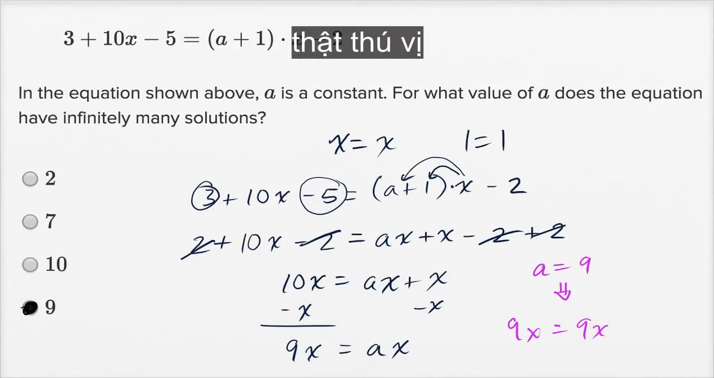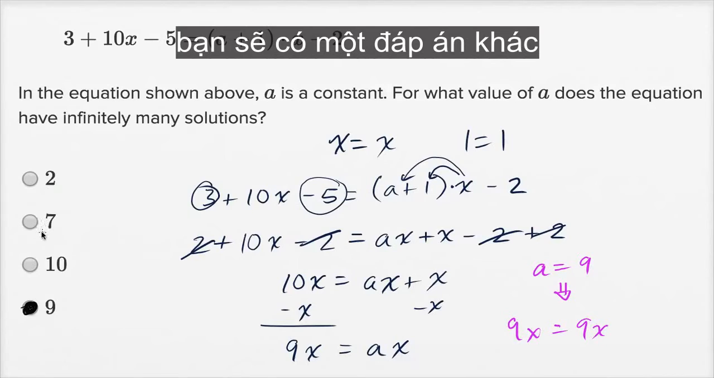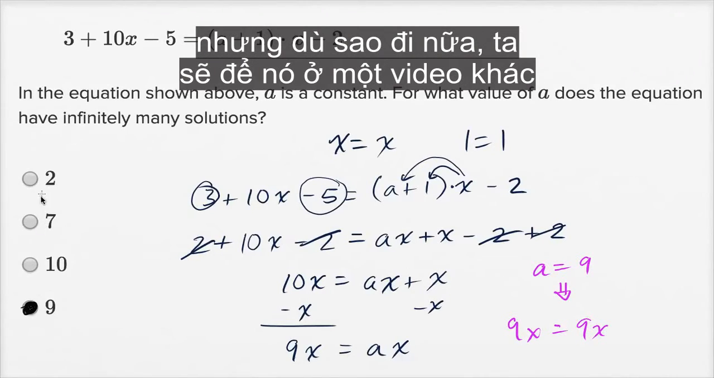Now, what's really interesting here is think about what would happen if a is any of these other things right over here. Then you're going to force a different solution. But anyway, we'll leave that for another video.